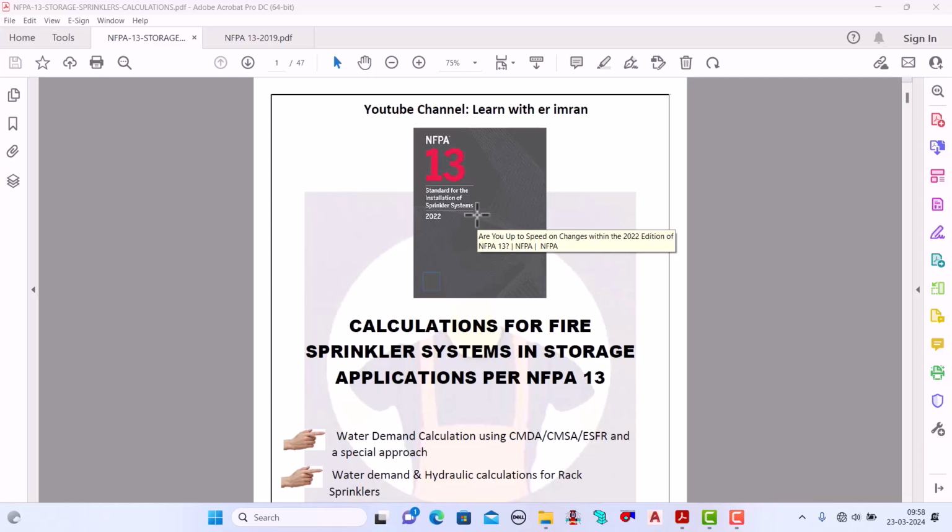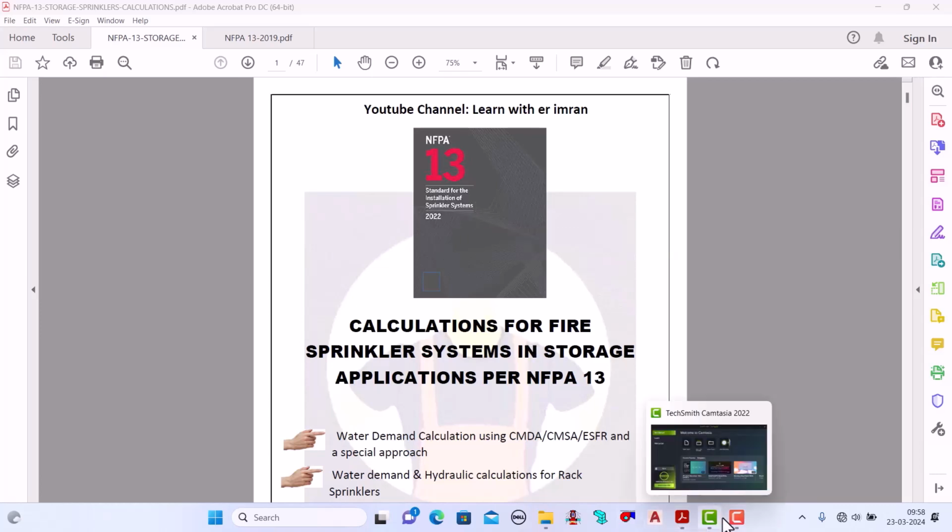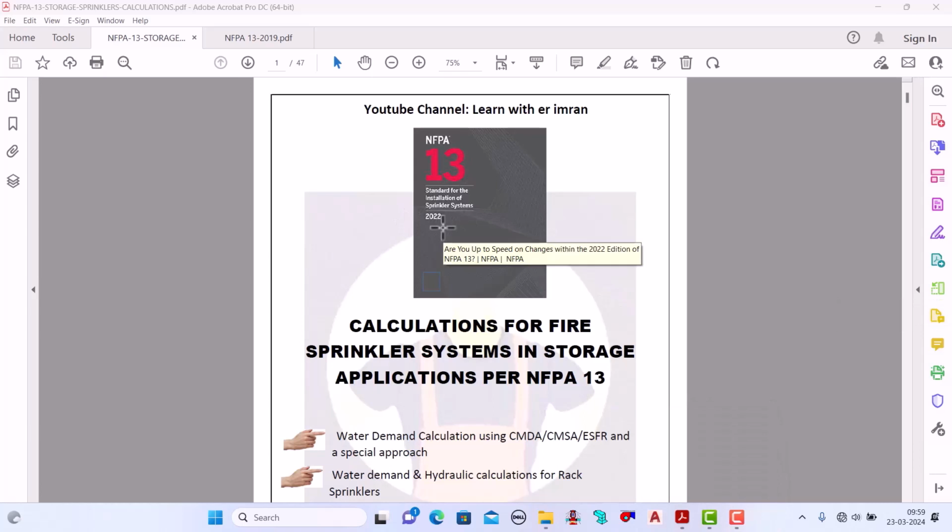See, many people are familiar with basic firefighting system calculation, but I would like to shed light on a storage type sprinkler system in this video and also in upcoming videos. I will explain all the storage type sprinklers, including ceiling sprinkler and rack type sprinkler, and their calculation. So without wasting time, let's start.